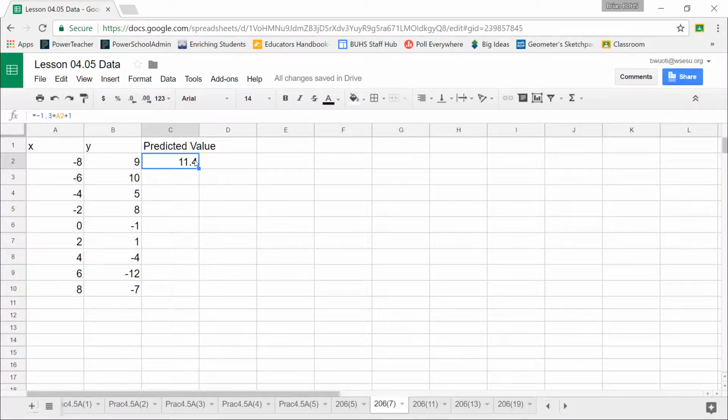Better believe it is. And since this is a spreadsheet, this was the pro tip that I taught you. If I move my cursor over this square here down at the bottom right, click and drag all the way down, that actually then will take this x value and plug it into the equation. So here are all of the predicted values, all right?